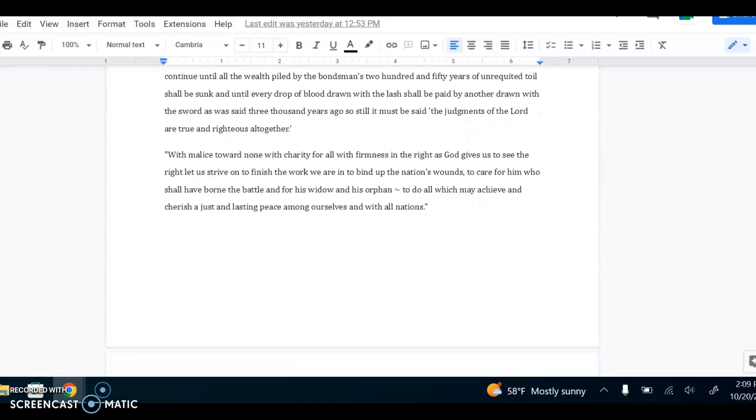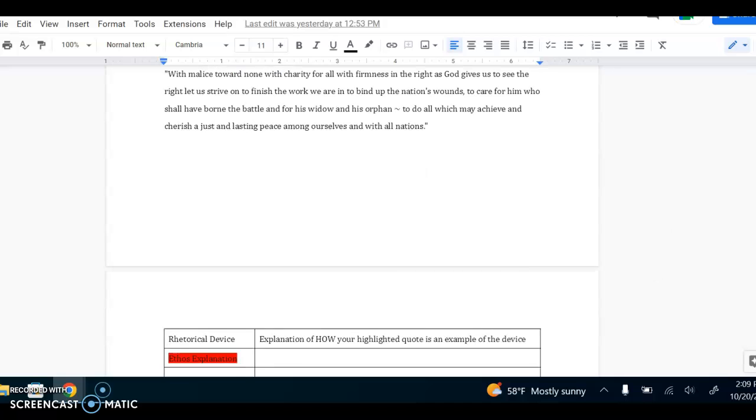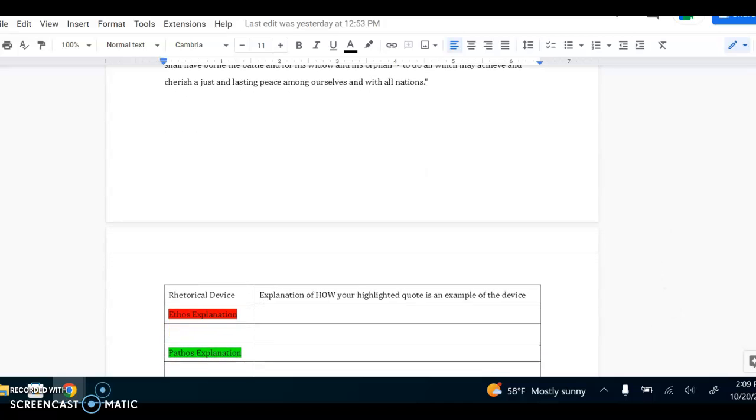With malice toward none, with charity for all, with firmness in the right as God gives us to see the right, let us strive on to finish the work we are in, to bind up the nation's wounds, to care for him who shall have borne the battle, and for his widow and his orphan, to do all which may achieve and cherish a just and lasting peace among ourselves and with all nations.